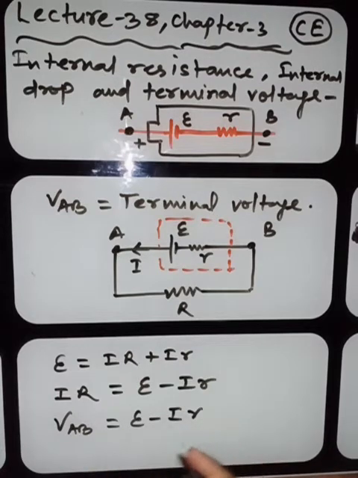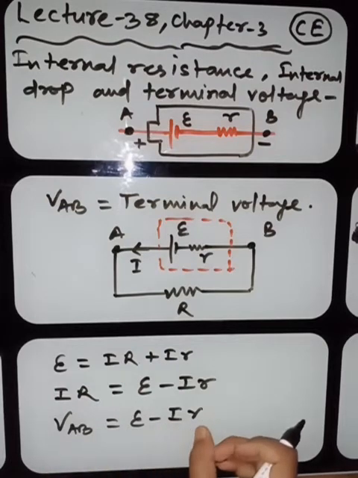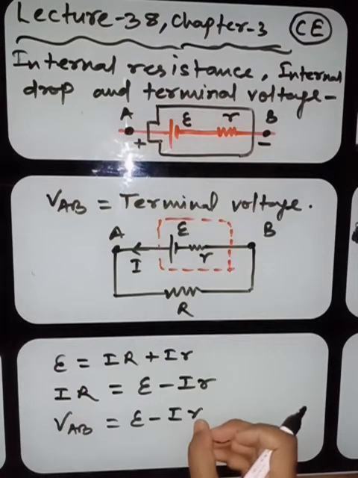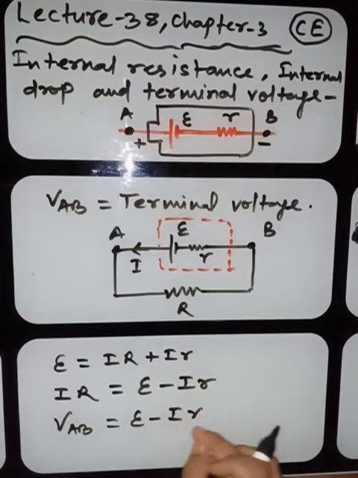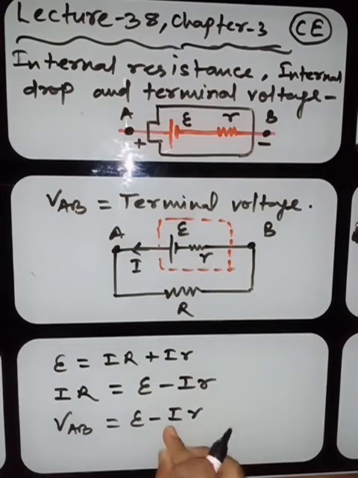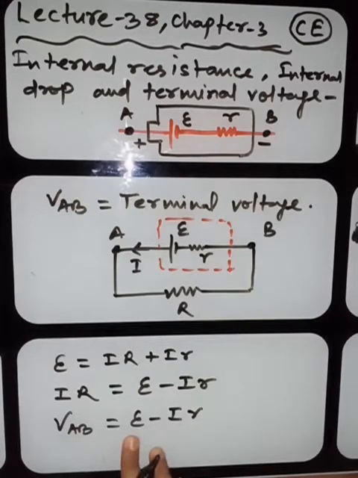Now you can see by this equation easily that the potential difference, that is the terminal voltage, is a little bit less. How much less depends on the internal resistance. If the internal resistance is very small, negligible, then Ir will be 0, and due to this VAB equals E. Even when current is not flowing in the circuit, VAB will be equal to E, as we discussed earlier.